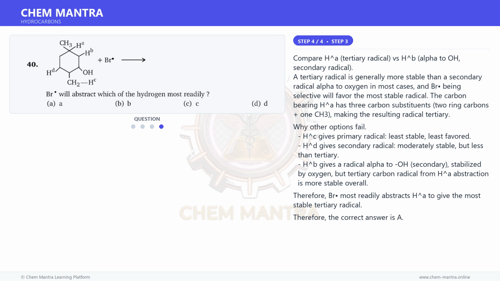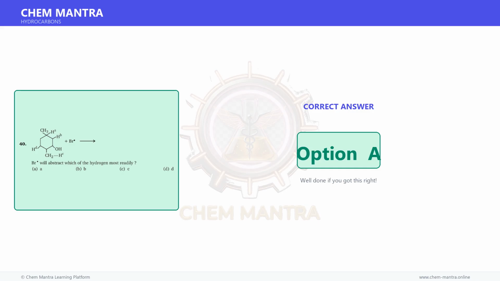HB gives a radical alpha to OH, secondary, stabilized by oxygen, but the tertiary carbon radical from HA abstraction is more stable overall. Therefore, Br most readily abstracts HA to give the most stable tertiary radical. Therefore, the correct answer is option A.